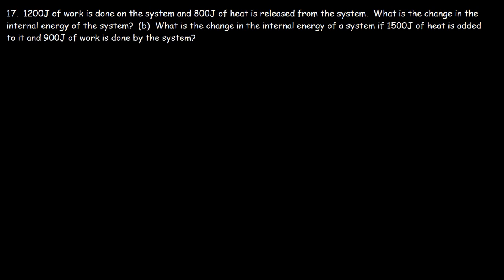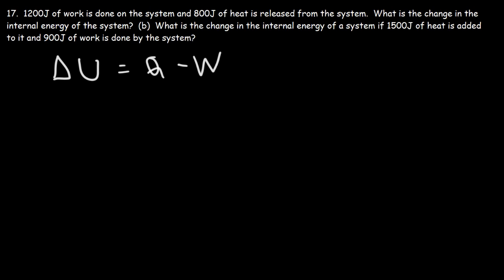Number 17, 1200 joules of work is done on the system and 800 joules of heat is released from the system. What is the change in the internal energy of the system? So now we're moving into thermodynamics. According to the first law of thermodynamics, the change in the internal energy of the system, represented by delta U, is equal to Q minus W.